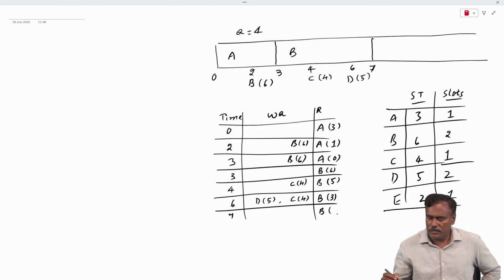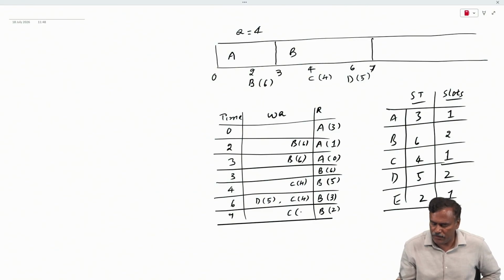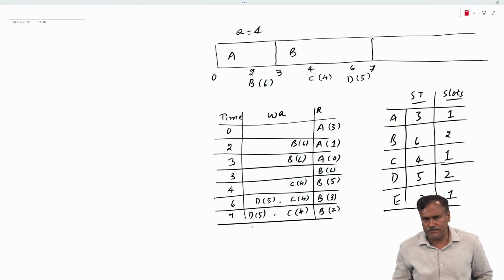So at the 7th interval of time, B started its execution at the third interval, and till 7 it continued. So for 4 units of time, process B gets executed, and its service time is 6 units. So 6 minus 4 is 2. So B needs just 2 more intervals of time. At the 7th interval of time, B has been left with 2 units of time, and in the queue we have 2 processes, namely C and D, which need service times of 4 and 5 respectively.